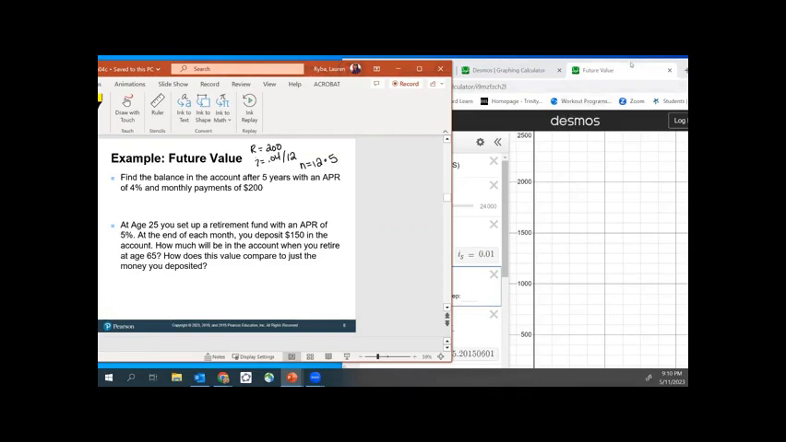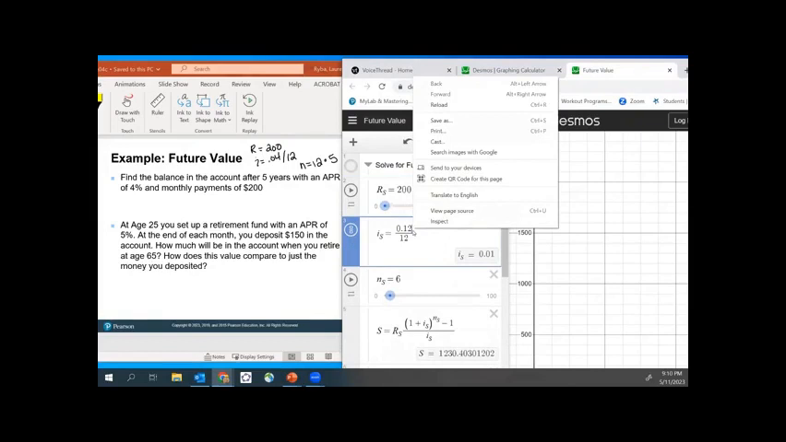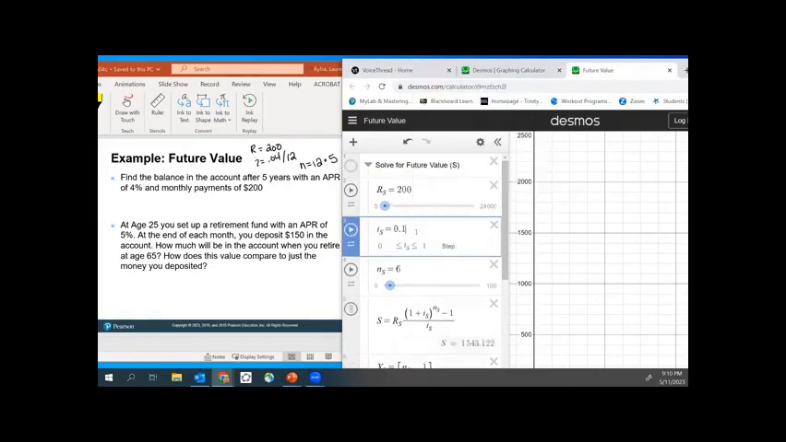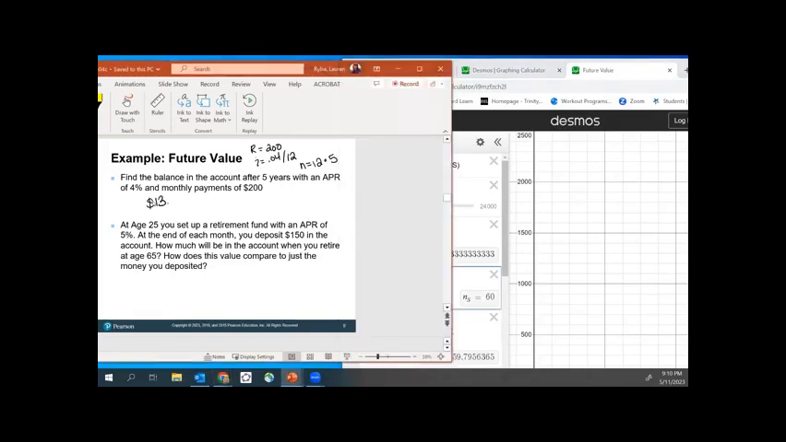So I need to make sure that when I go to my calculator, I enter all of those values as is. So 200, interest rate 0.04 over 12, and then this is going to be 12 times 5, which is 60. And then down here is going to be my final balance after those 5 years. So I will have $13,259.80.